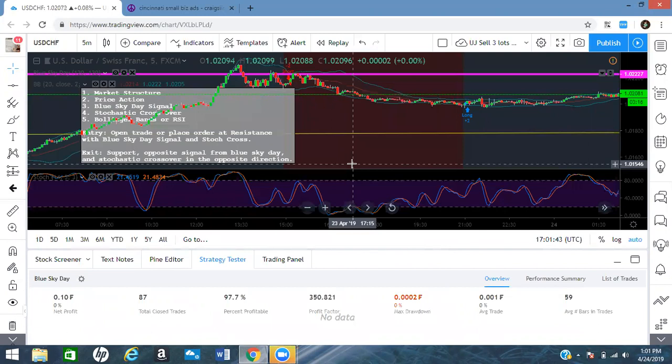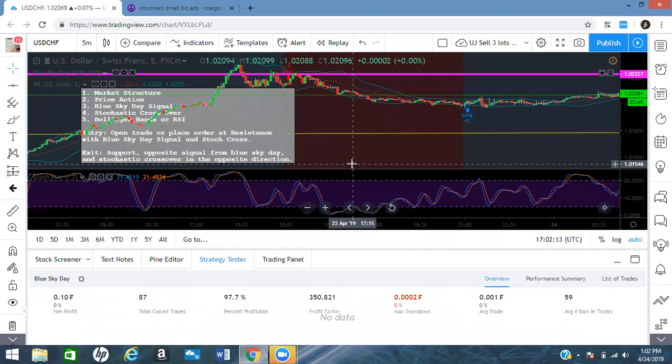Okay, so again, I just want to cover this real quick. You need market structure, price action, the Blue Sky Day signal, the stochastic crossover, and then if you get a Bollinger Band touch outside or the RSI very overbought or oversold, that will just complement your analysis here. But again, when you're getting in, just open the trade at support or resistance. You're looking for the signal and you're looking for the crossover. To get out, it's the same thing, except you're looking for the opposite.